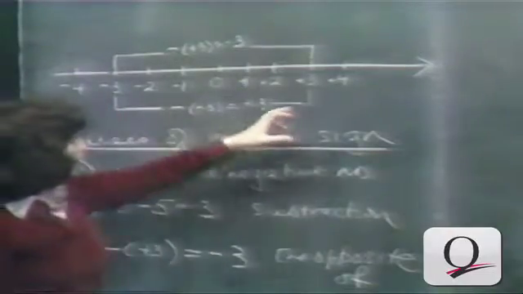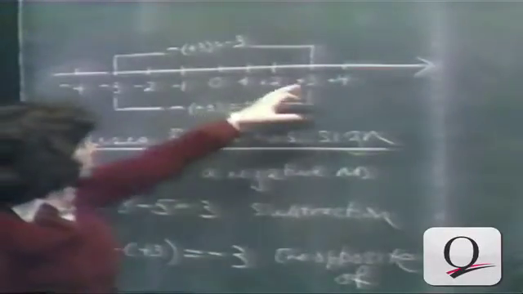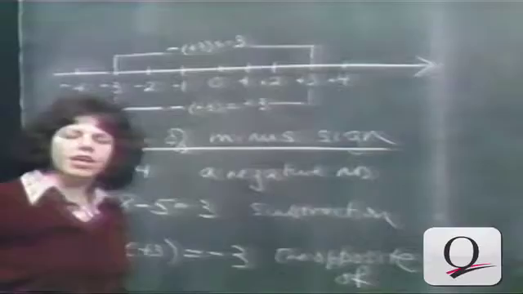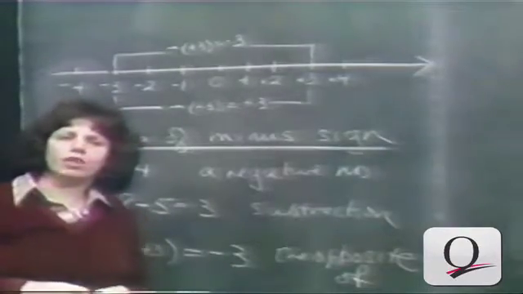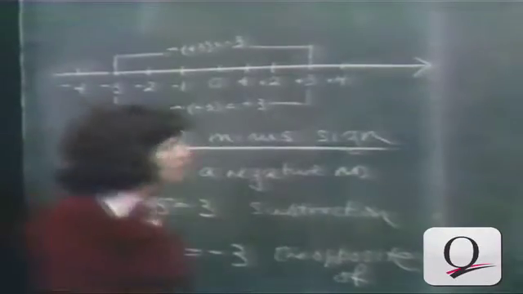This idea, the idea of the distance of a number from 0, is given a name. We call it the absolute value of the number. Let's write that down.